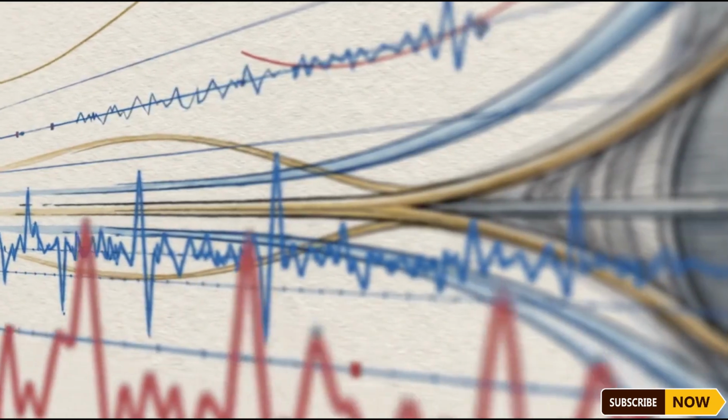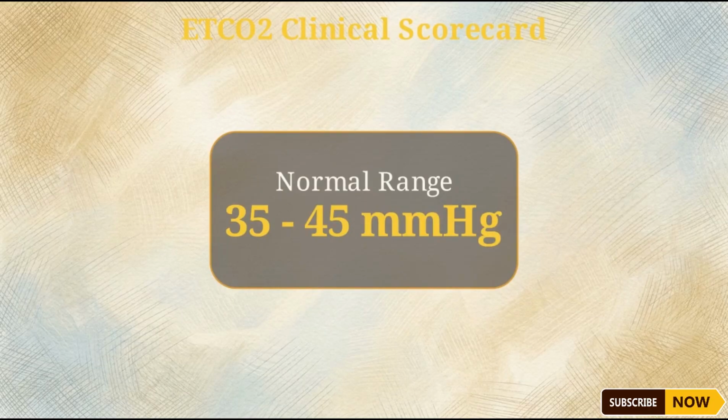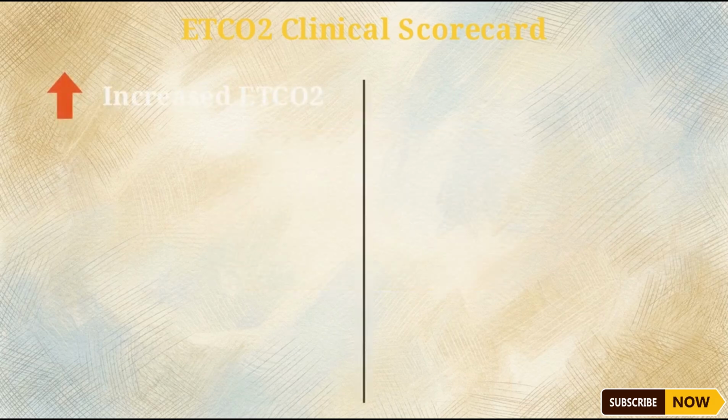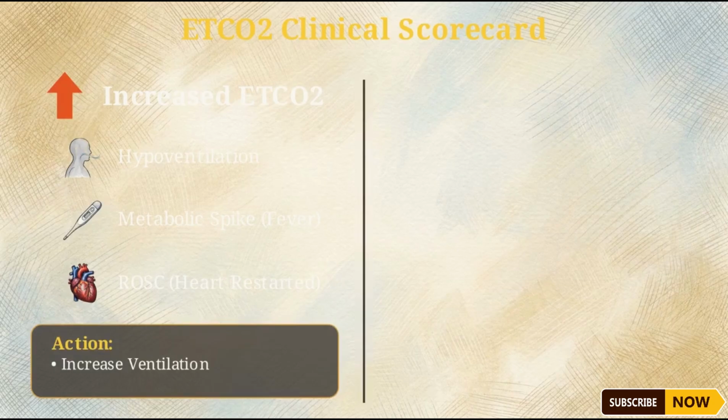But to understand the patient's immediate metabolic and circulatory state, we have to look at the absolute ETCO₂ numbers. This scorecard maps specific numerical fluctuations and assigns exact clinical responses across EMS, the operating room, and the ICU. The red arrow indicating increased ETCO₂ spikes above normal during hypoventilation, a sudden fever, or a return of spontaneous circulation after CPR. Respond to this increase based on context. Either increase the patient's ventilation rate to clear the CO2, or if you're running a code, recognize that chest compressions just restarted the heart. Conversely, the blue arrow shows decreased ETCO₂.